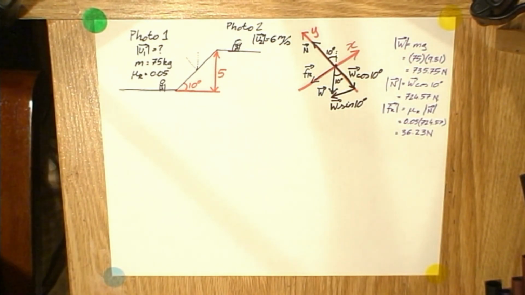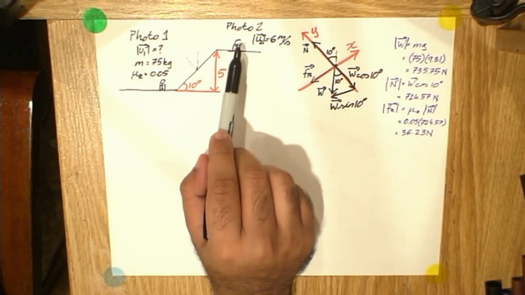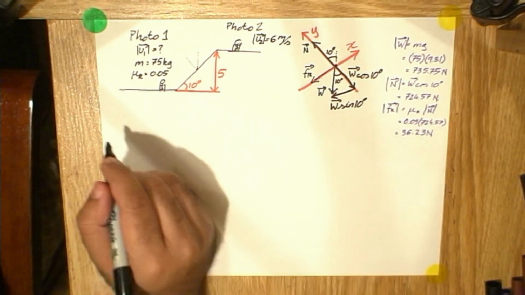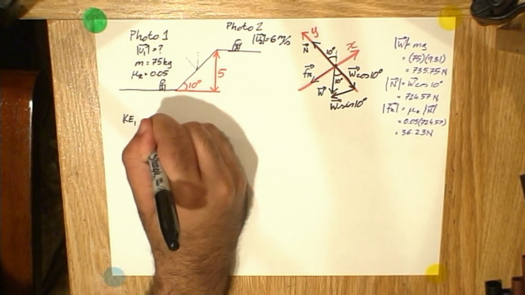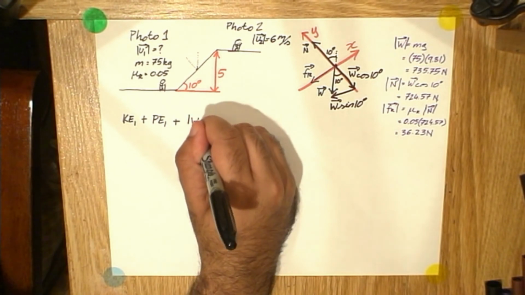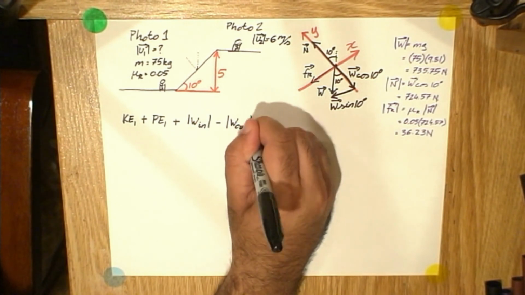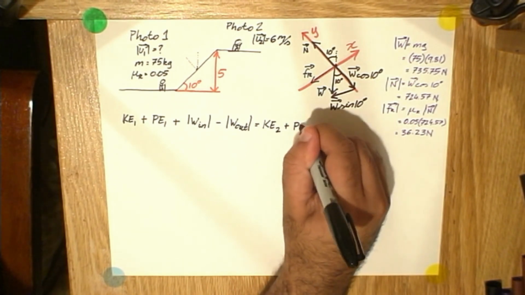Now that we have solved for the size of the friction force, we are ready to figure out what is the kinetic energy at the initial position. We will need conservation of energy to do this. KE1 plus PE1 plus energy gained from work minus energy lost through work is equal to KE2 plus PE2.